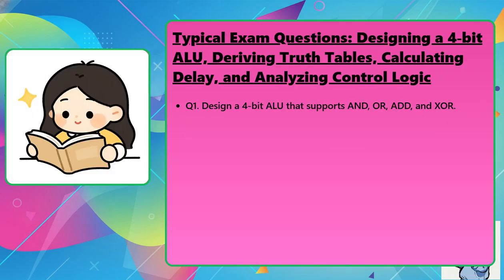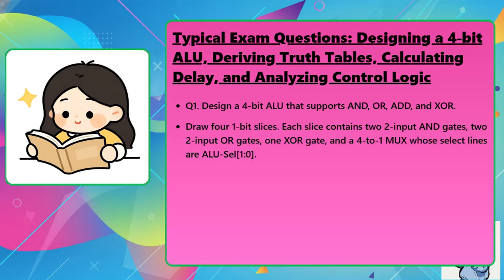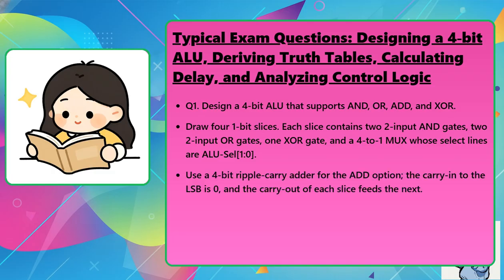Q1. Design a 4-bit ALU that supports AND, OR, ADD, and exclusive OR. Draw 4 1-bit slices. Each slice contains a 2-input AND gate, a 2-input OR gate, an exclusive OR gate, and a 4-to-1 multiplexer whose select lines are ALU select (1:0). Use a 4-bit ripple carry adder for the add option. The carry in to the least significant bit is 0, and the carry out of each slice feeds the next. Provide a truth table mapping the 2-bit opcode to the multiplexer selection.